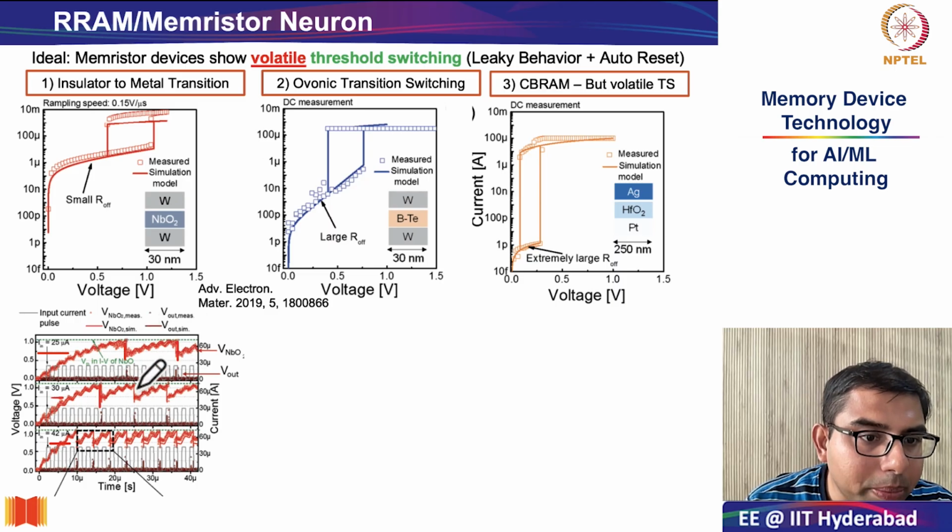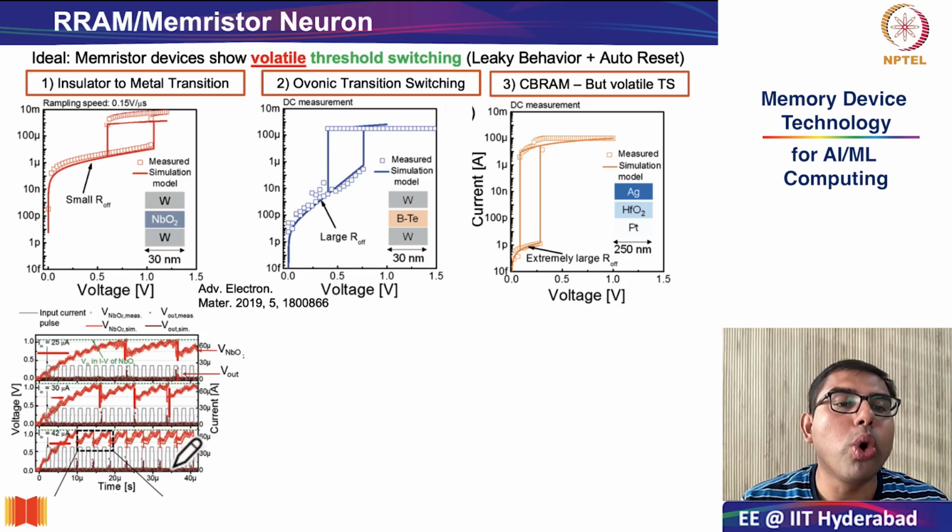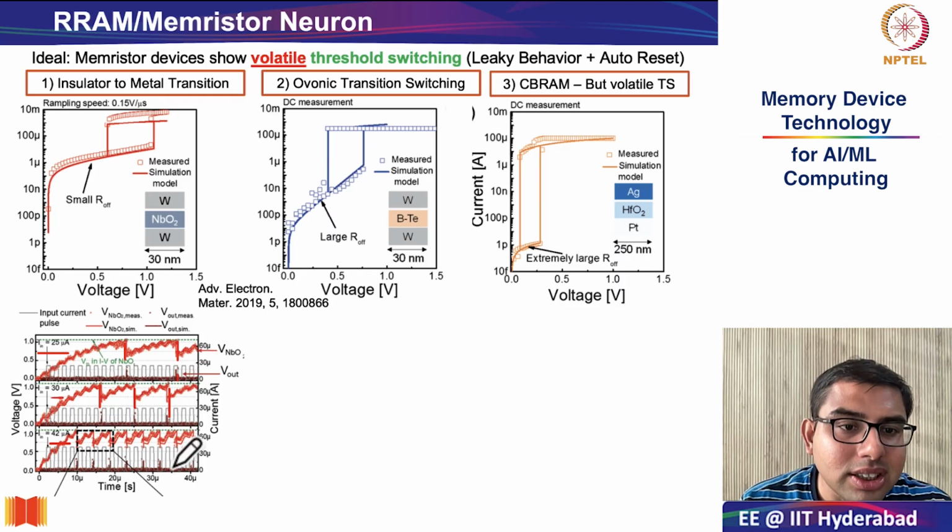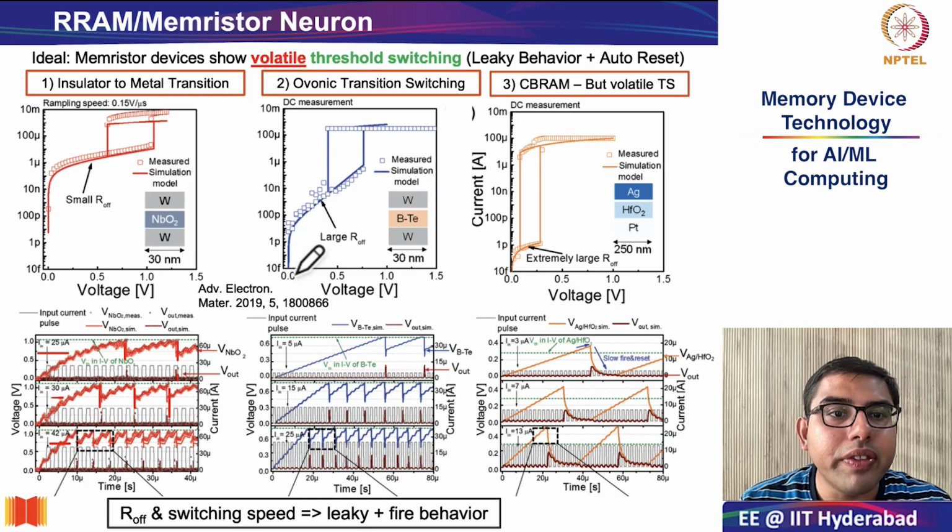from the drop in the membrane potential or the spikes that you can see in the V out, become more and more frequent. And that is what you can see in the other two implementations of threshold switching as well.